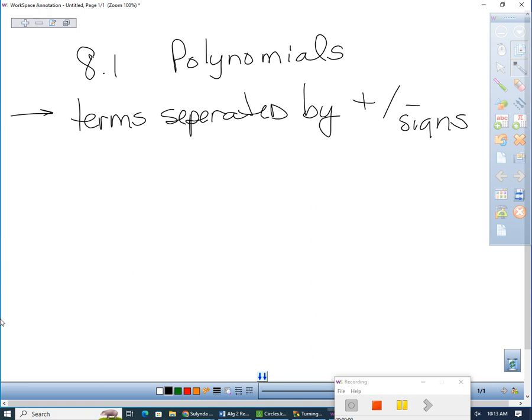So, first of all, when we talk about polynomials, if there are listed terms, an example of a polynomial might be 3x to the 4th plus 7x to the 3rd minus 2x squared plus 9x minus 1. This is a polynomial. It is terms separated by addition and subtraction signs. Okay? That's all it is. It's a big word for what you guys have been using since September, right?